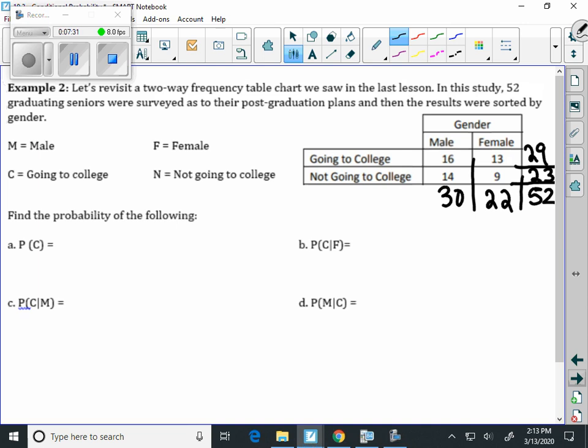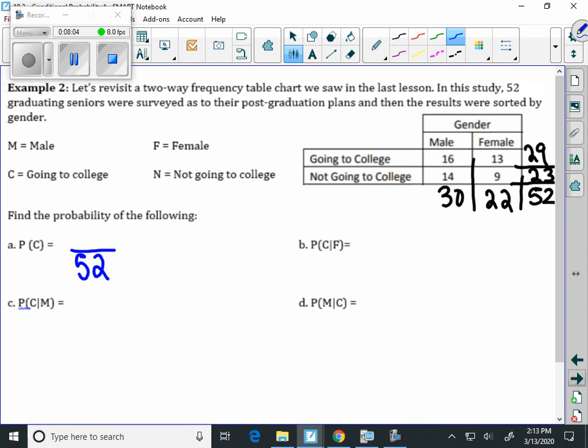And an old problem here on part A, but then we can get into our conditional probability and get a little bit more practice with that. So part A says, find the probability of going to college. Well, recall that there's 52 seniors. So that's going to look at the total. Conditional doesn't look at the total. With just a straight probability, we look at the total.